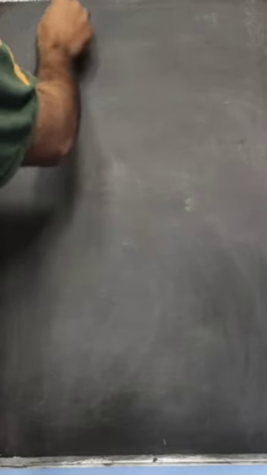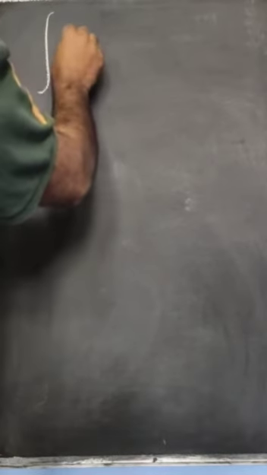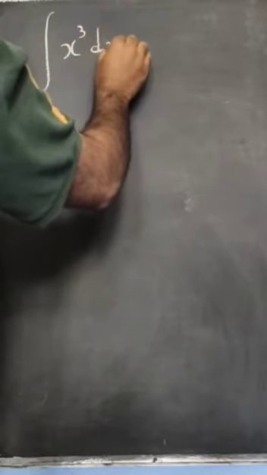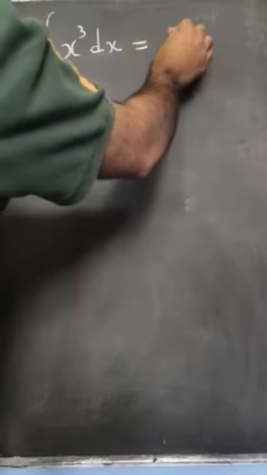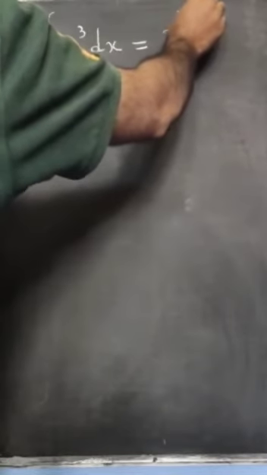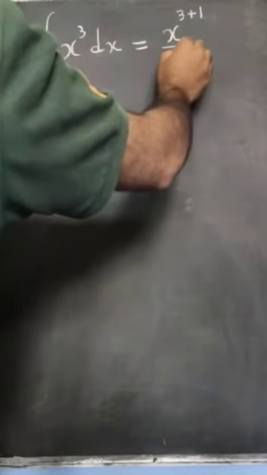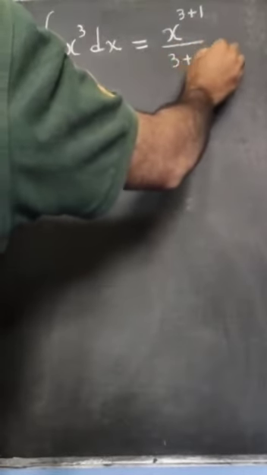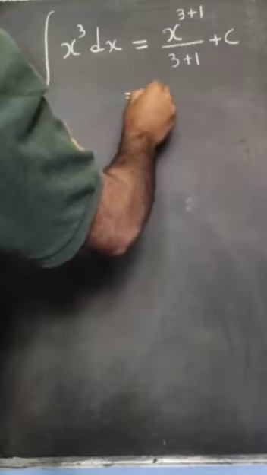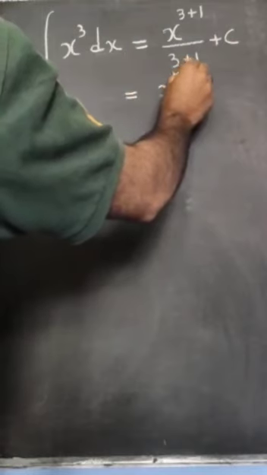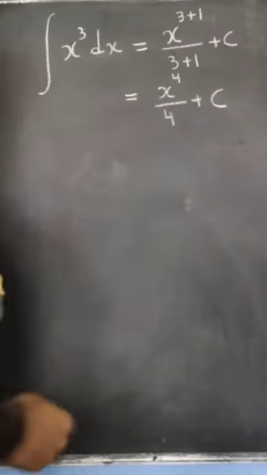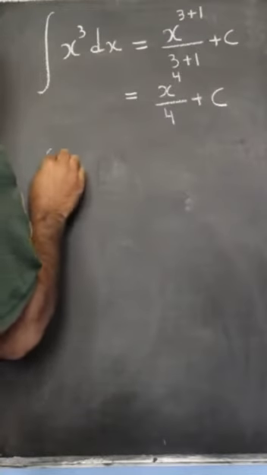Now, if we want to find the integral of x raised to the power 3 dx, that is equal to x raised to the power 3 plus 1 divided by 3 plus 1 plus constant of integration c, that is further equal to x raised to the power 4 divided by 4 plus c. Now let's take one more example.